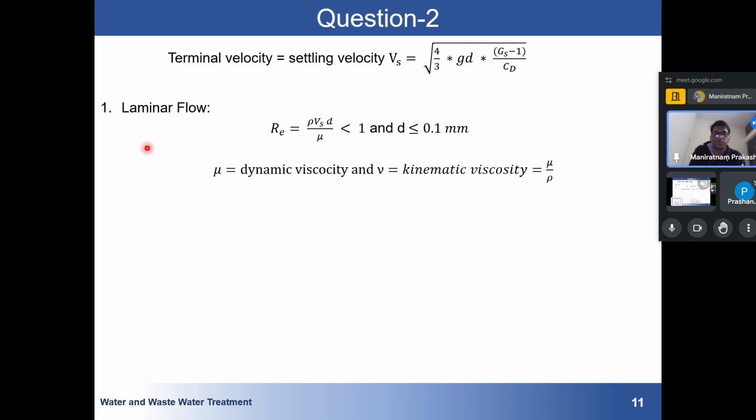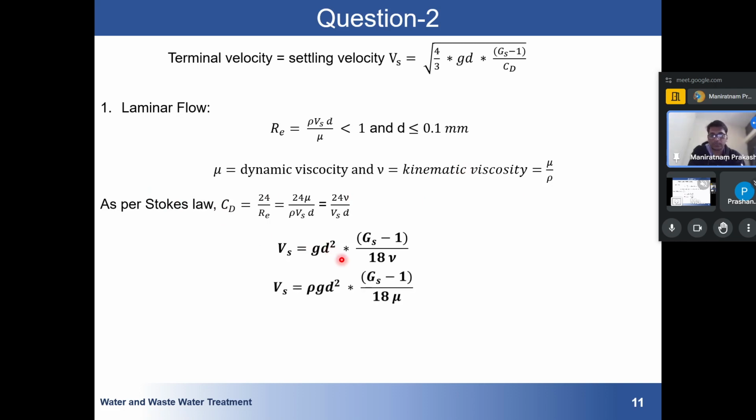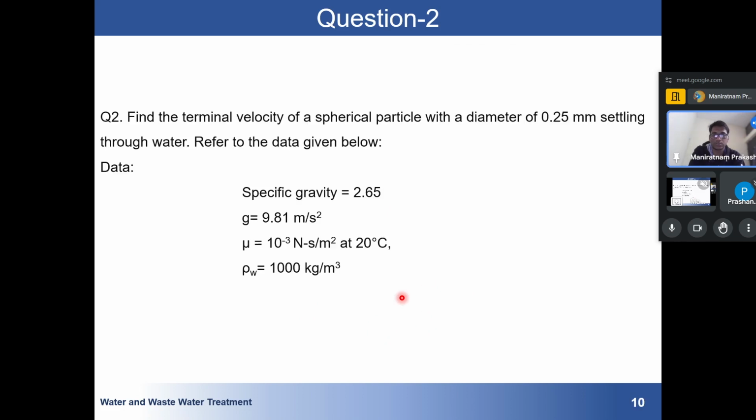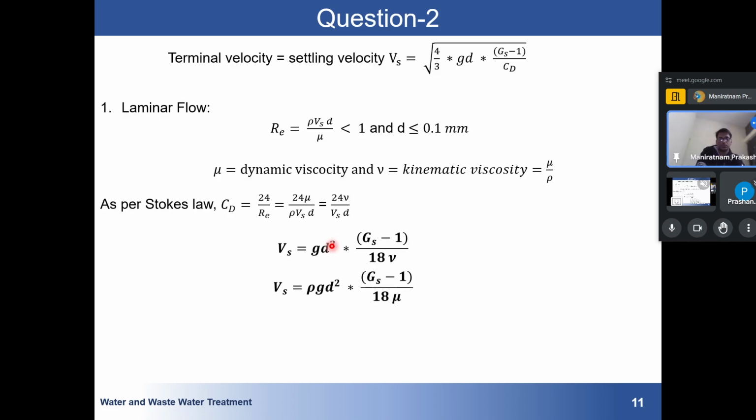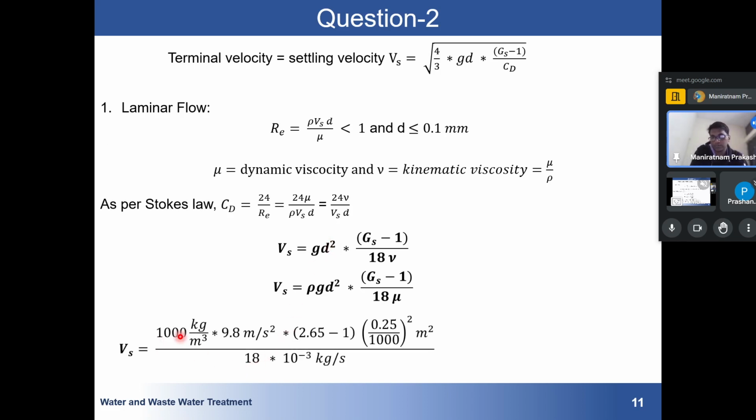So first I will assume that the flow is laminar flow, and we know that for laminar flow Re should be less than or equal to 1. And we already know this CD. This is my formula. And remember, in our question the data is given for mu, in Newton second per meter square at 20 degrees Celsius. So I will be using this formula. I will be putting all these values, and when we substitute, we will get Vs is equal to 0.056 meter per second, or 56.2 mm per second.